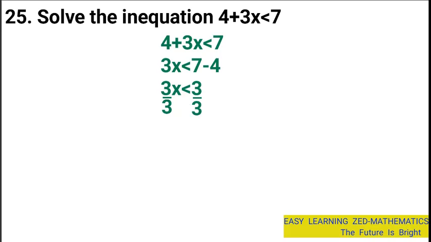Okay, so let me start with dividing 3x by 3. Since I want to remain with x, the 3 on the left side will be cancelled out, so 3 there and 3 down will be cancelled out, leaving us with x is less than. Then when I divide 3 by 3, it is going to give me 1. So x is less than 1. Let's go to the next question.